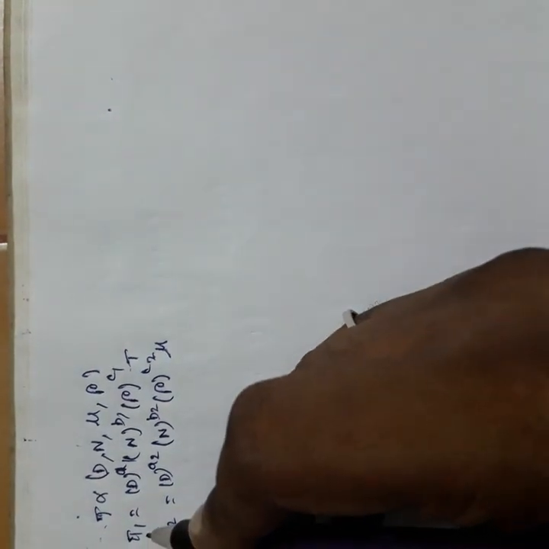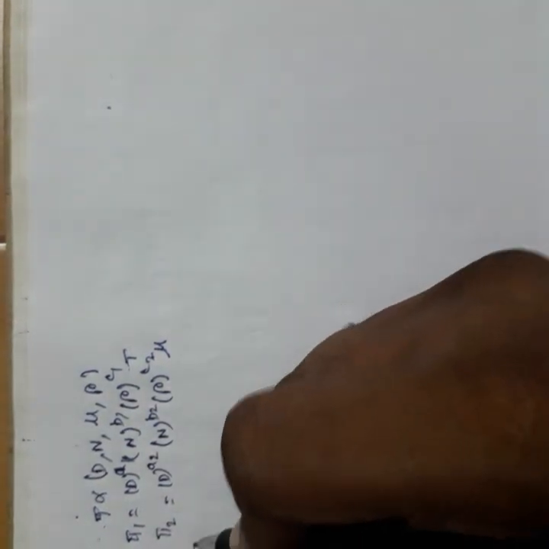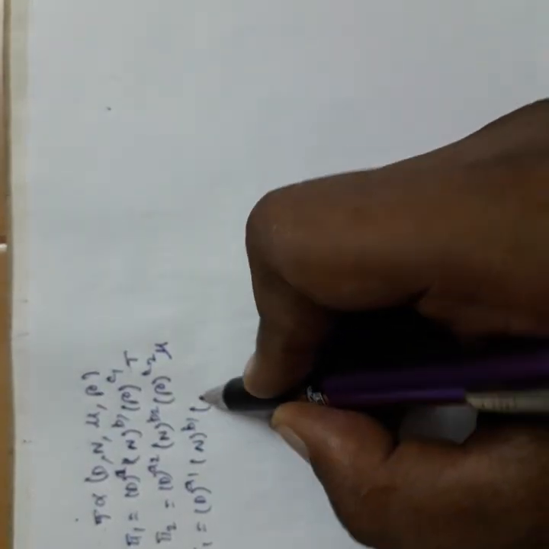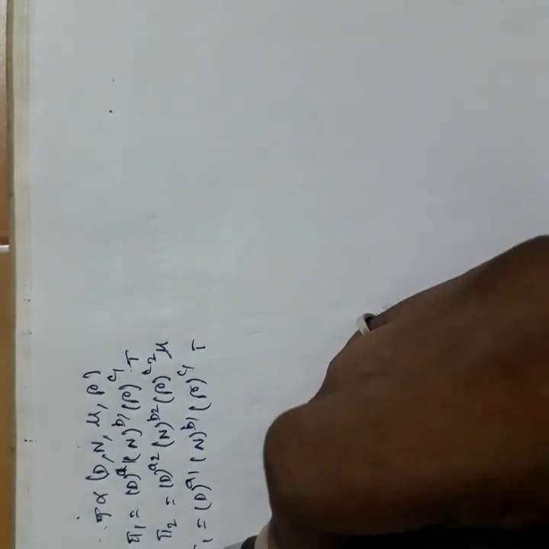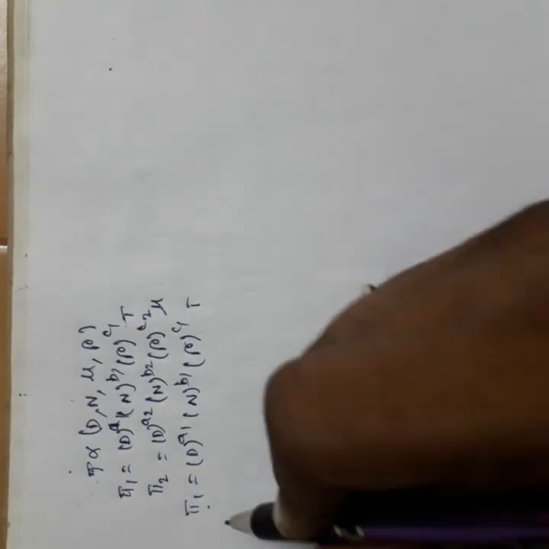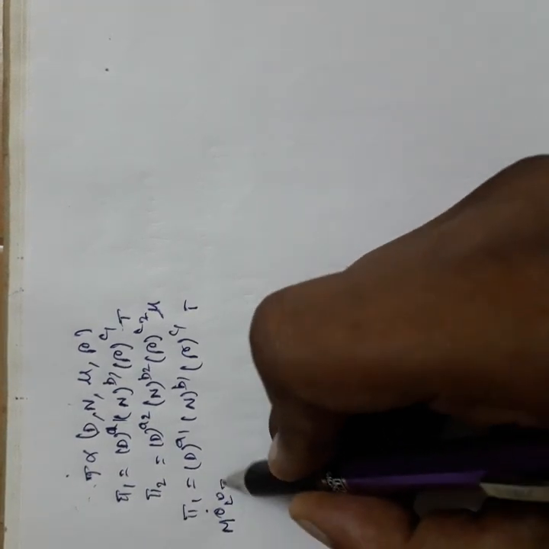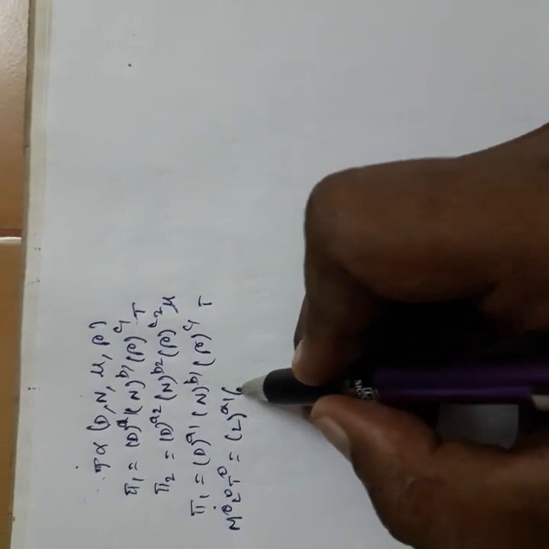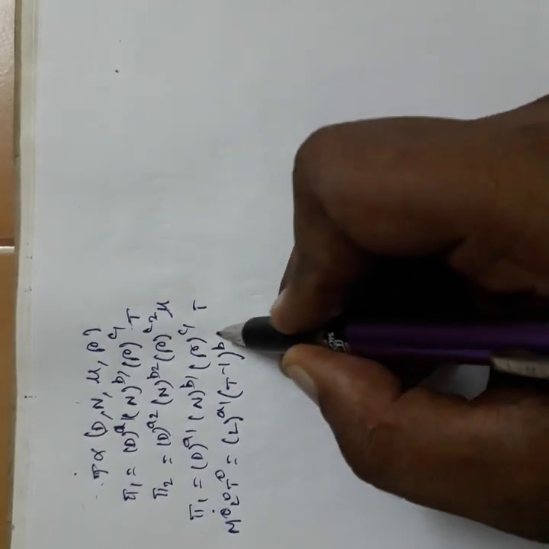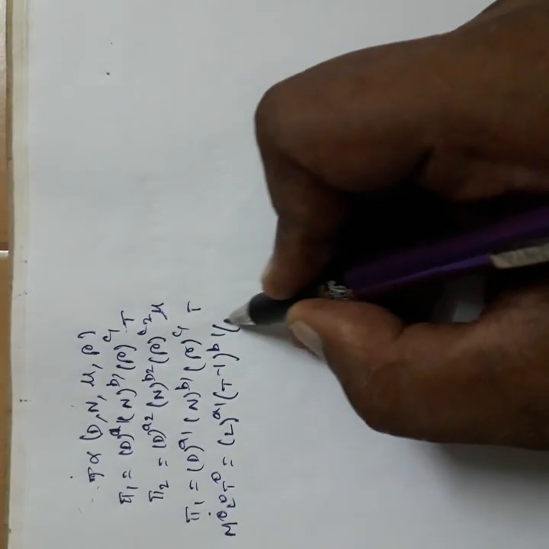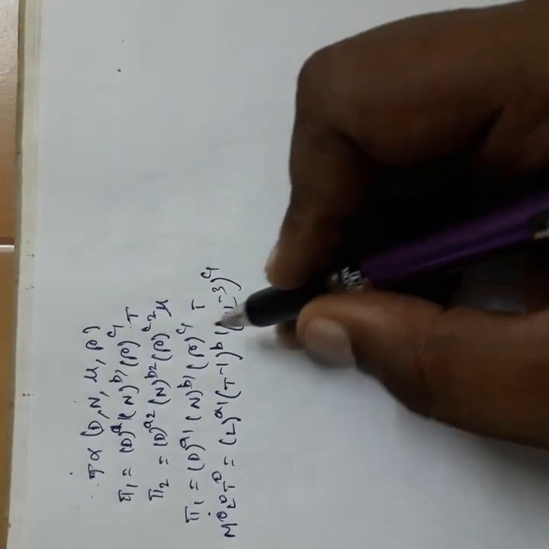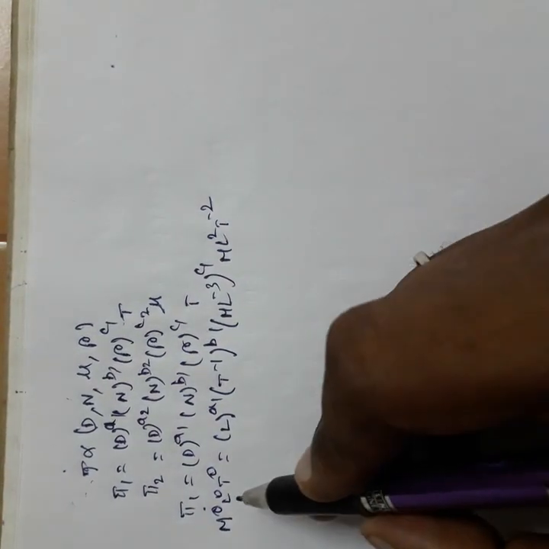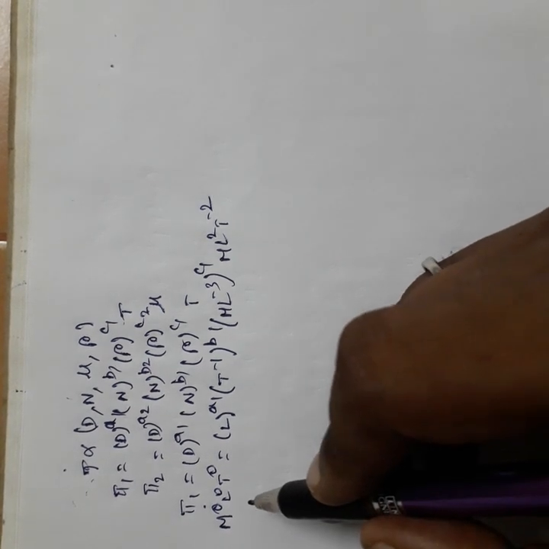Now let me write the dimensions for the first pi term. Pi 1 is equal to d^a1 n^b1 rho^c1 and T. Pi 1 has no dimensions, hence its dimension is M^0 L^0 T^0. The dimension for d is L^a1, for n it is T^-1 to the power b1, for density it is M L^-3 to the power c1, and for torque it is M L^2 T^-2. Now we are going to compare the powers of mass, length and time.